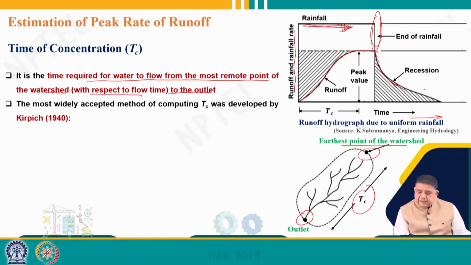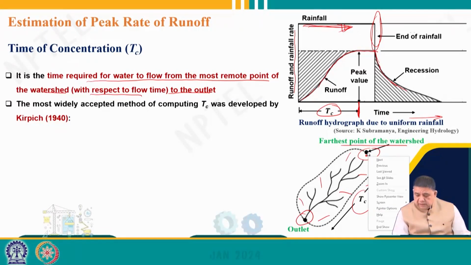Now, the interesting thing is that the peak value is obtained at a duration equal to the time of concentration. That happens because when the water has reached the outlet from the farthest point, and rainfall is continuing, it is expected that the entire watershed will be contributing to runoff, and that means the peak rate of runoff will occur when the water starts flowing even from the farthest point of the watershed.